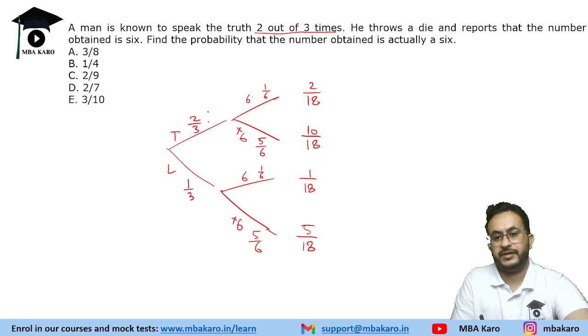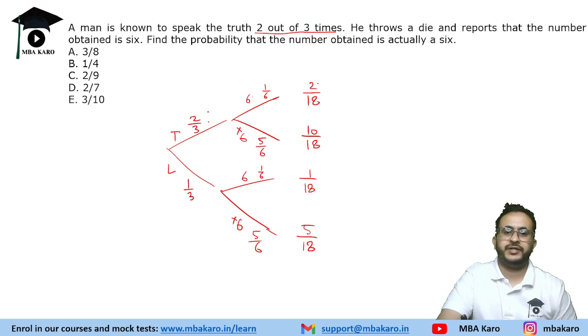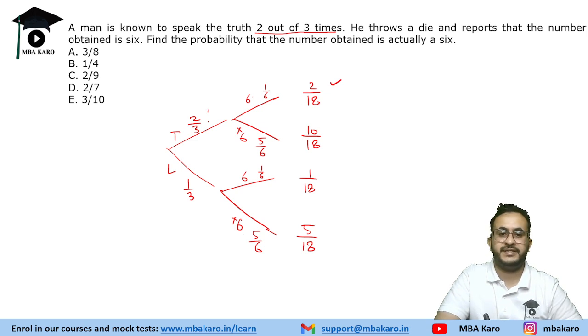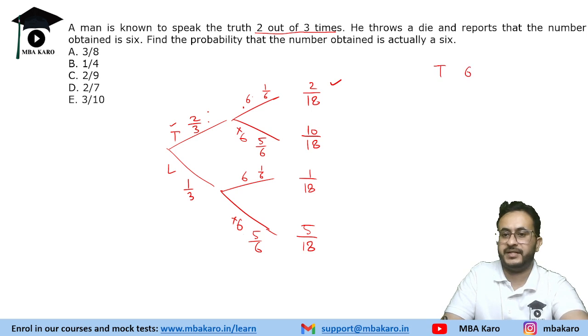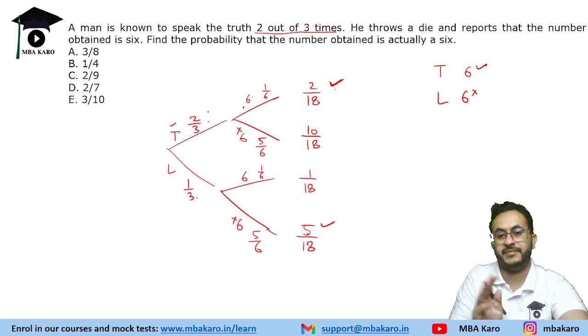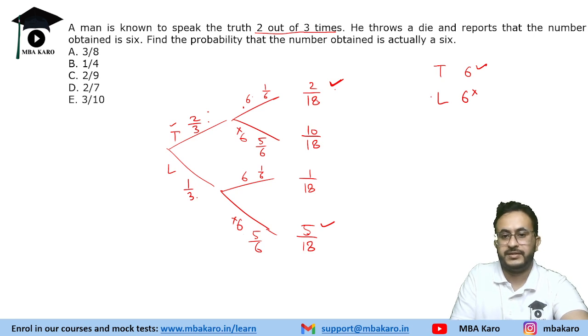Okay. Now the person is telling that the number is 6. In what all scenarios will he tell the number is 6? So in this scenario he will tell 6 because it is 6 and he is telling truth also. So there are two scenarios. He will tell truth and the number is 6, and he will tell lie, the number is not 6. So here also he will tell truth 2 by 18, he will tell truth and the number is 6. And in this case also he will tell 6 because he is telling lie and the number is not 6. So tab bhi wo 6 bolega, right? So this is the total sample space.